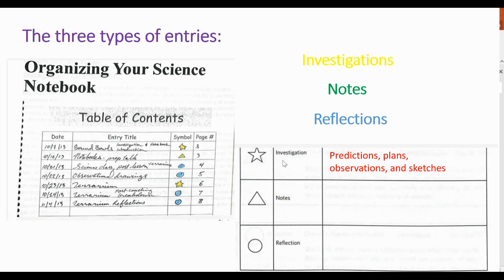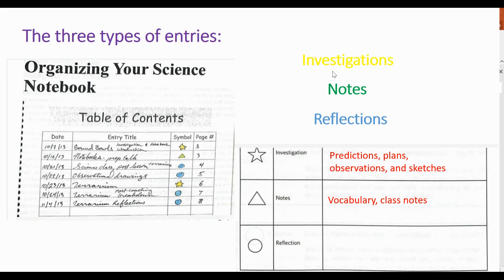For investigations, in this box, I want you to write down what those things might be. Investigations could include predictions, plans, observations, and sketches. Those are the things that we would label with a star. Notes would be vocabulary or just plain class notes that we're writing down. And we would label that with a green triangle.